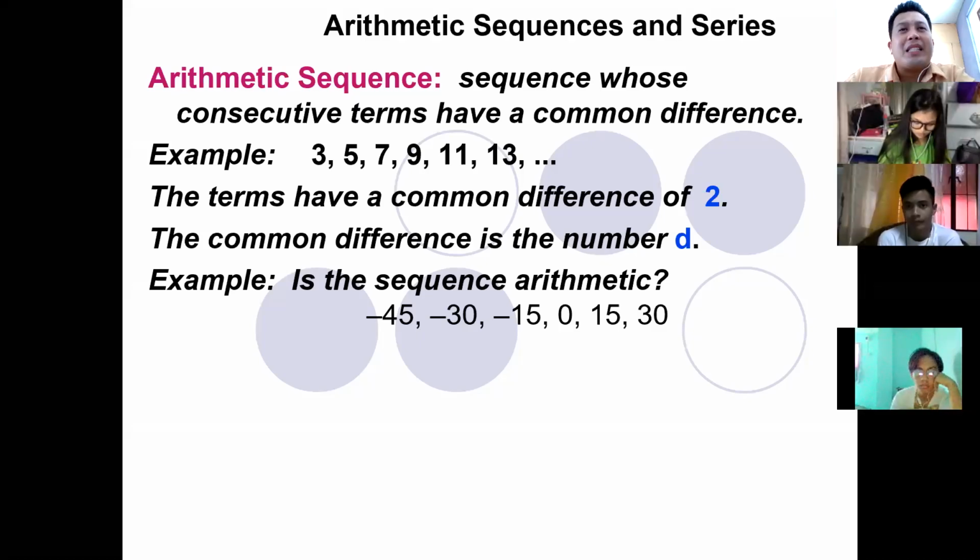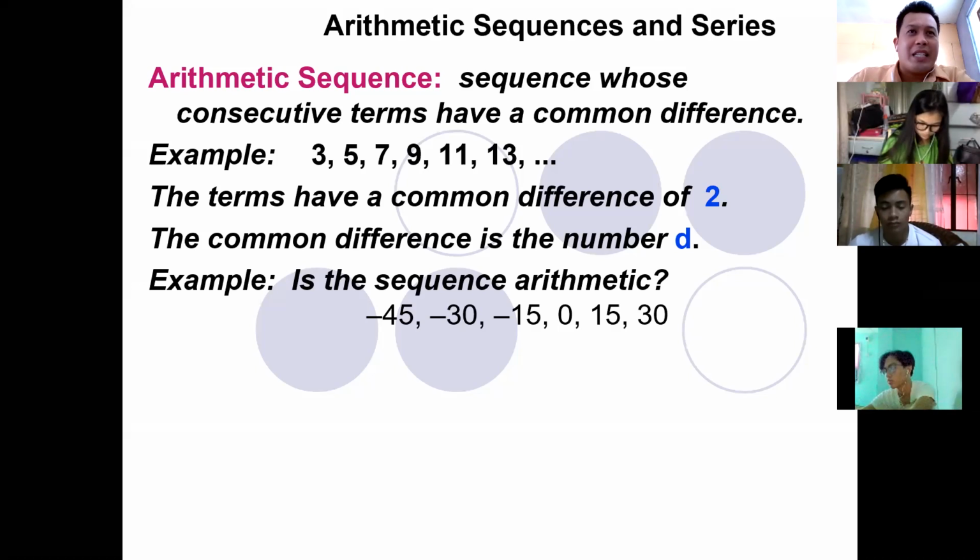So is this an arithmetic sequence or not? Again, let me define. An arithmetic sequence is a sequence whose consecutive terms have a common difference. So let's try to see if there is a common difference that exists between these terms.